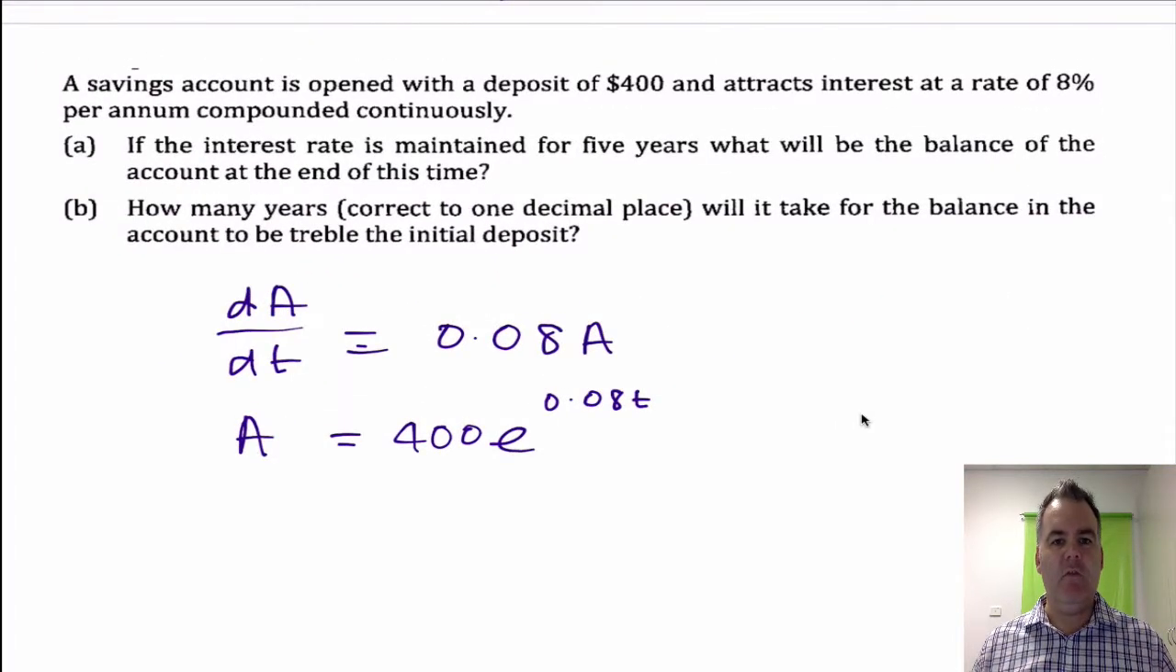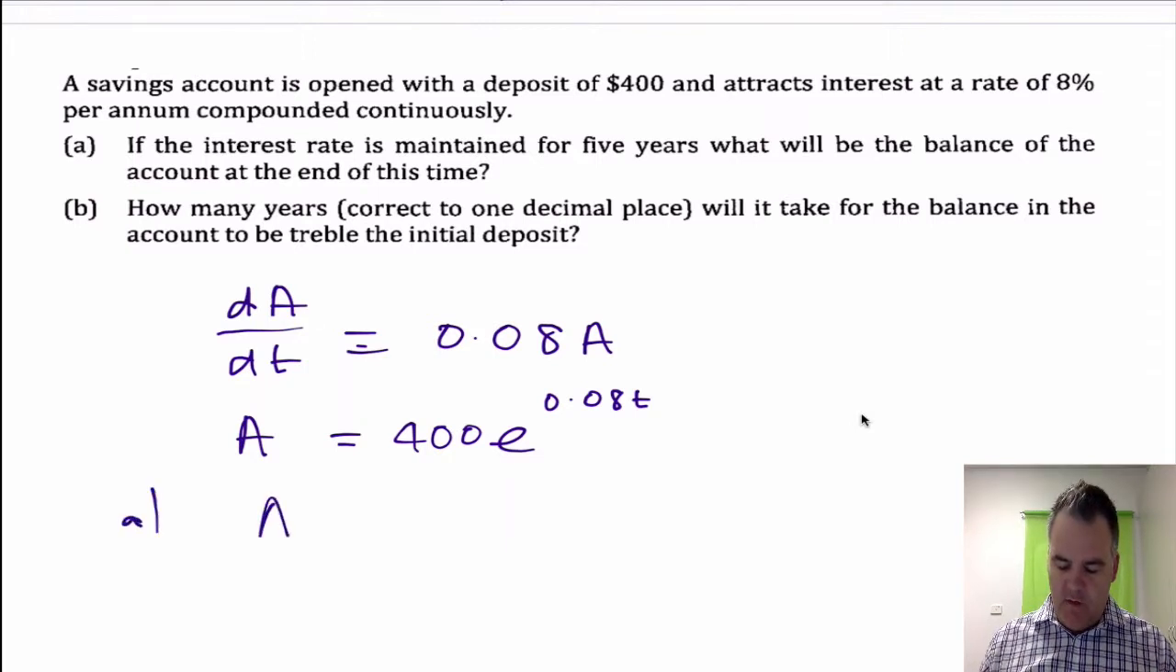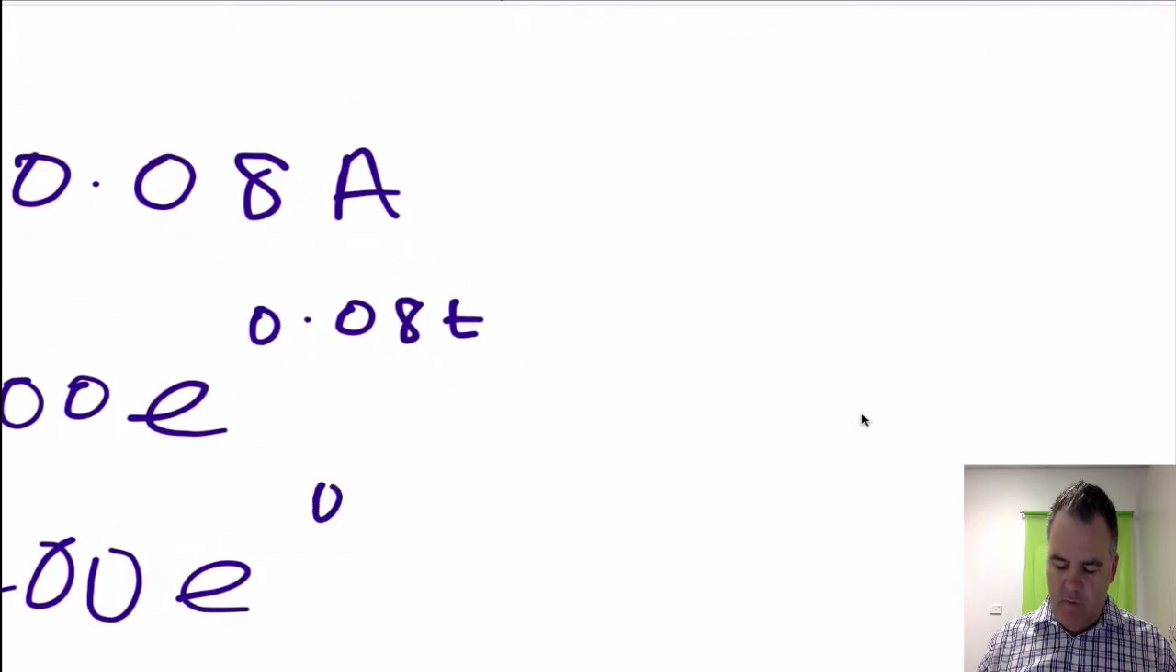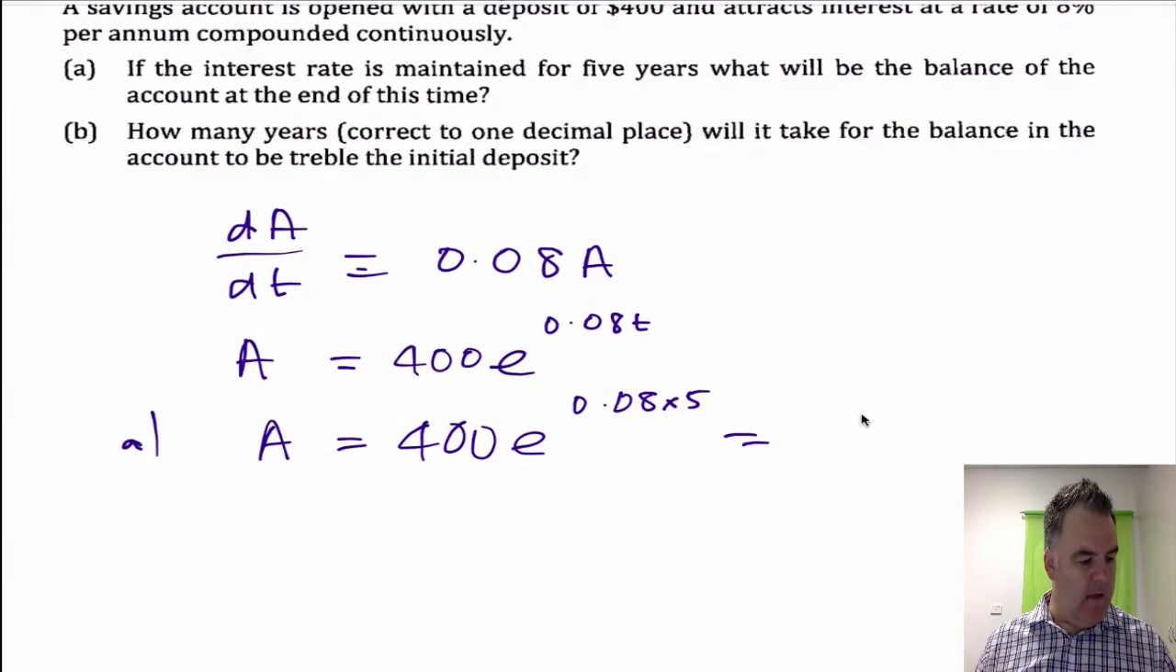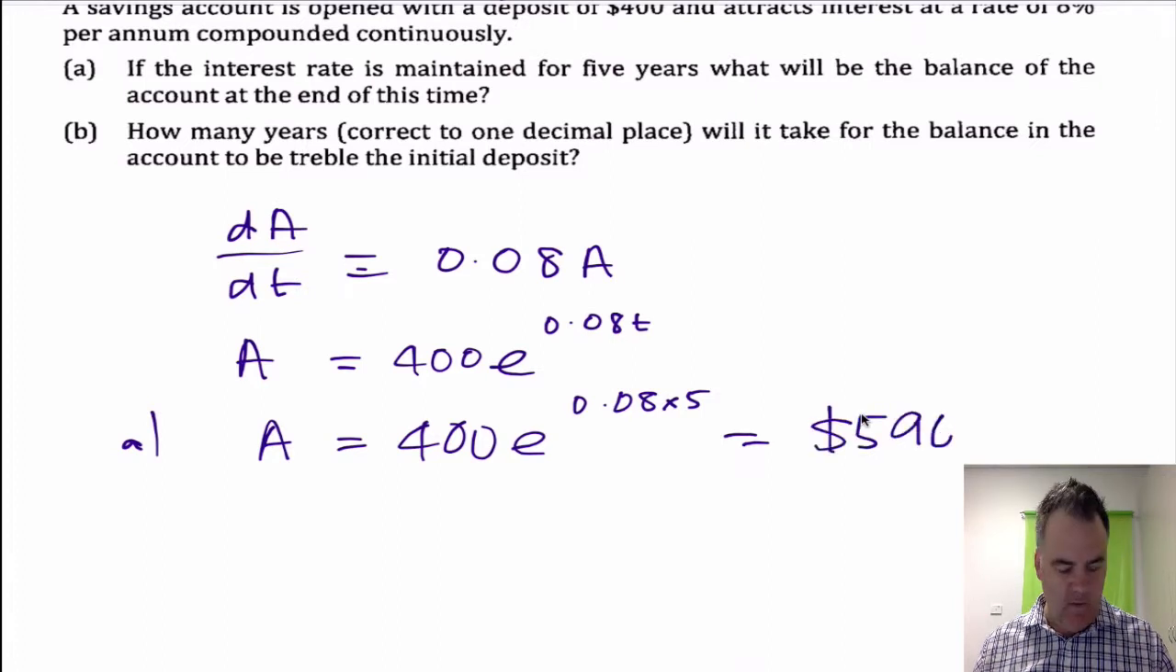Brilliant. If the interest rate is maintained for 5 years, what will be the balance of the account at the end of this time? So that's easy. We're just going to substitute in 400 e to the 0.08 times 5. And that gives us $596.73. If you said $597, that would be fine as well.